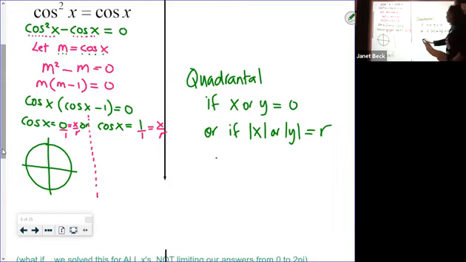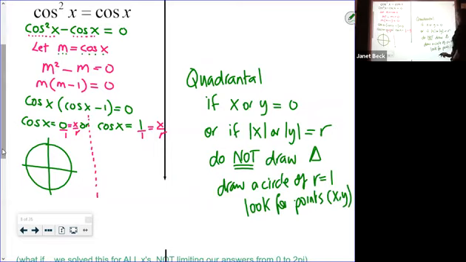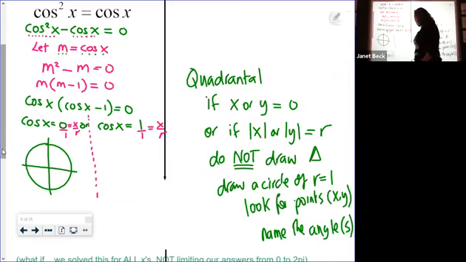If it's quadrantal, do not draw a triangle, because it's not 30, 60, 90, or 45, 45, 90. Instead, draw a circle of radius 1 and look for points with the right x, y coordinates and name the angles that reach those points. Okay, that's what you do if it's quadrantal.